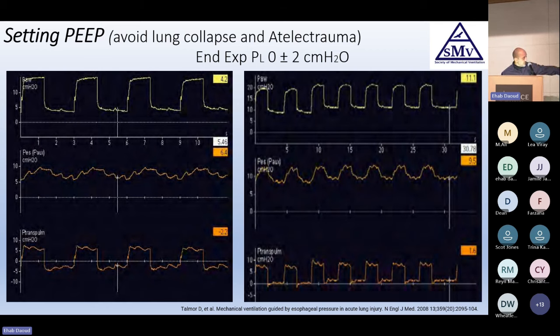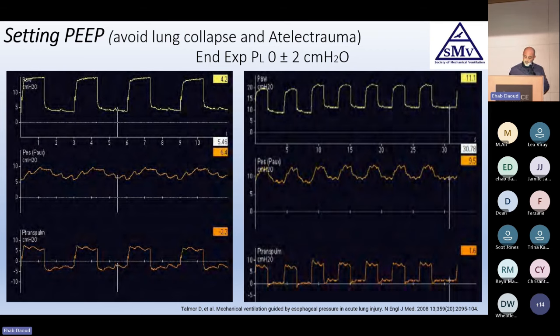So if you look at the patient on the left here, I know we didn't put a pause, but let's assume that there is a pause, because I didn't put the flow here, so you don't know if there is a pause. The end expiratory pressure, so the PEEP here, is 4.2, and your esophageal pressure is 6.4, so you end up with an end expiratory transpulmonary pressure of minus 2. So basically, the alveoli will close during exhalation.